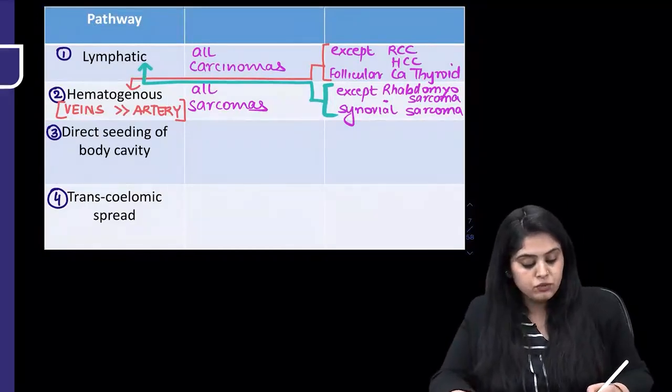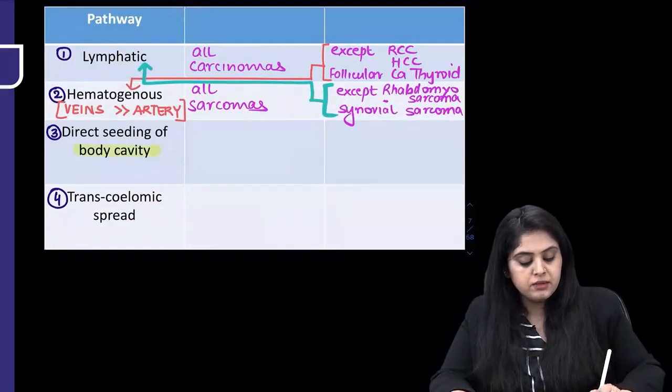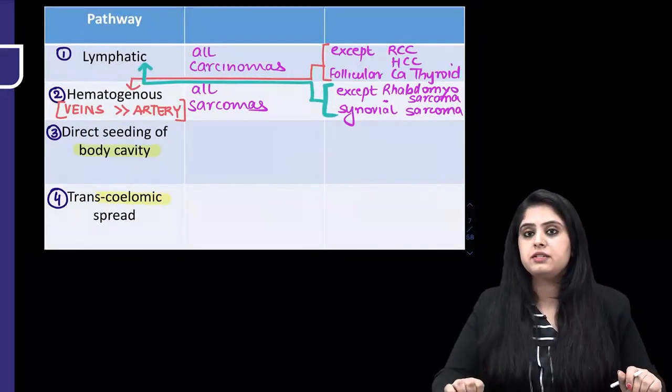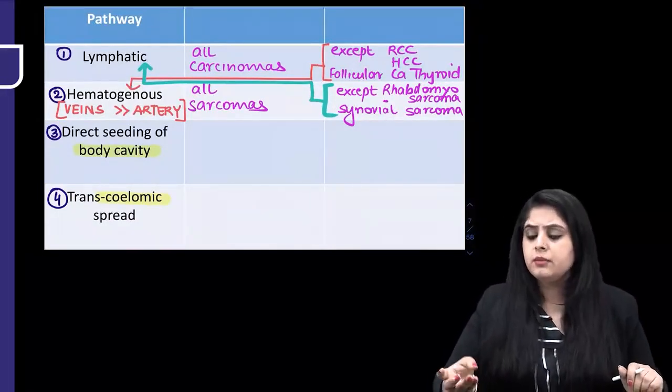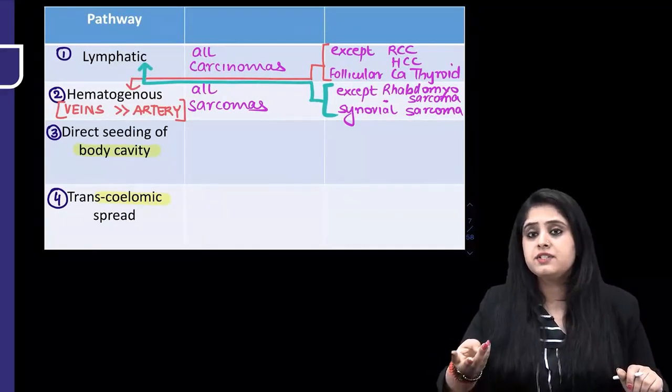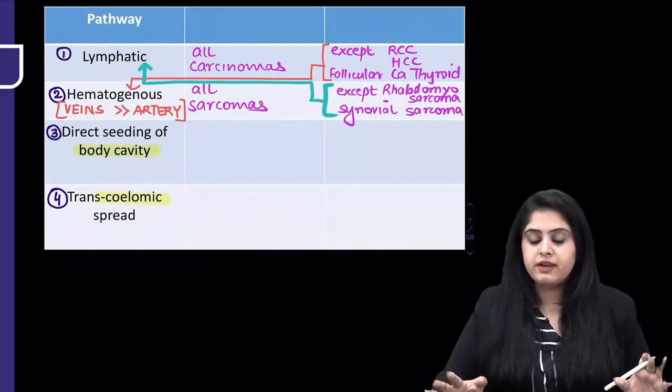Okay. The next 2 routes of spread are body cavity, body cavity. Both of them are body cavity. Do you know what is a body cavity? Pleural cavity, pericardial cavity, peritoneal cavity. These are all body cavities.